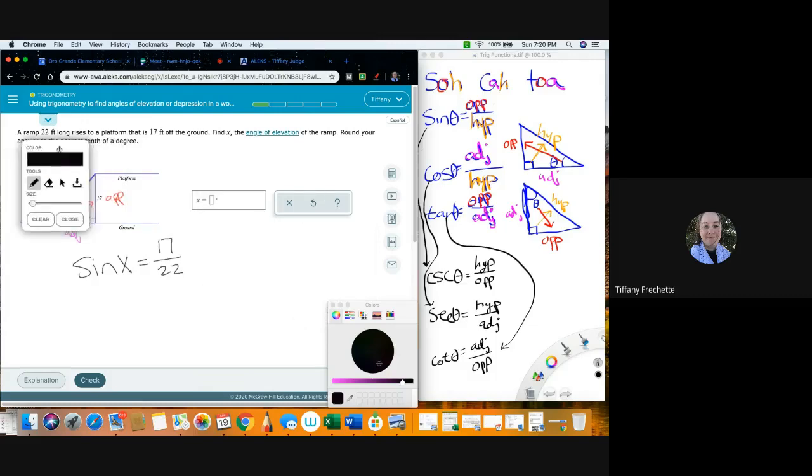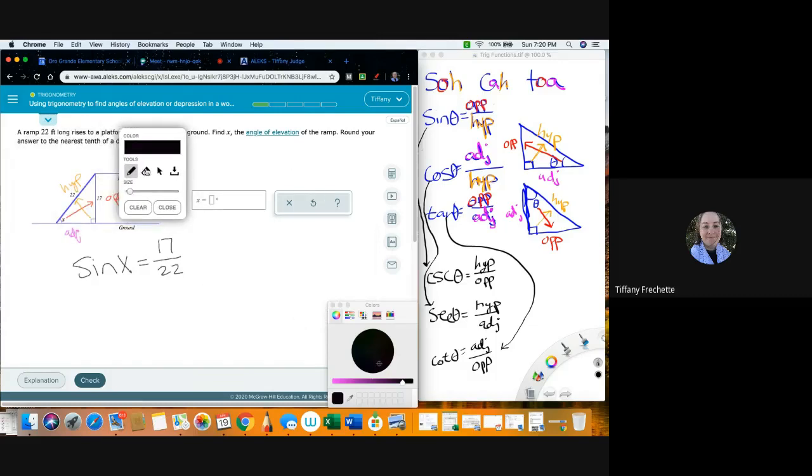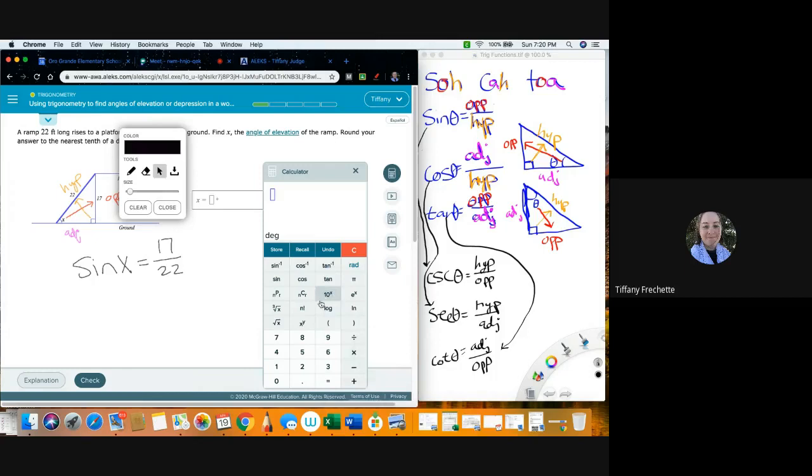So now I can go to my calculator here. 17 divided by 22 equals, and then without unhighlighting, I'm going to hit arc sine, and then equals again. So this gives me my angle. So 50.5. I want to round to the tenth, but I need to look one more number. That 9 is definitely bigger than 5, so I'm going to round the 5 up to 6. 50.6. And check.